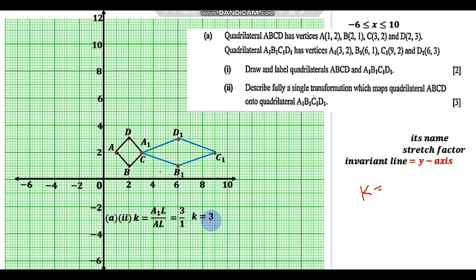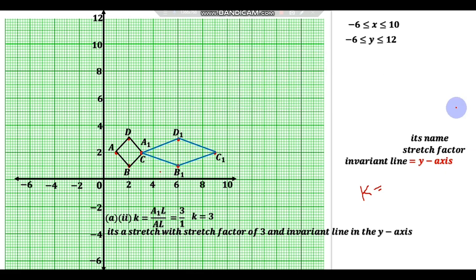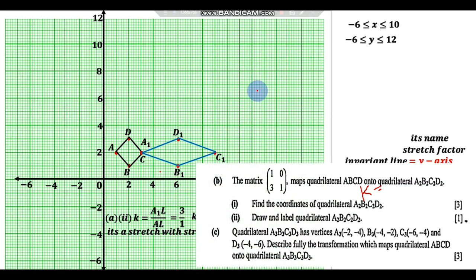Now, having known these things, now we can describe. This is how you describe. So you're supposed to show this because it's a 3-mark question. So you say it's a stretch with stretch factor of 3 and invariant line in the y-axis. When you write like this, it means you have described fully. You get your 3 marks. Let us proceed to another question.